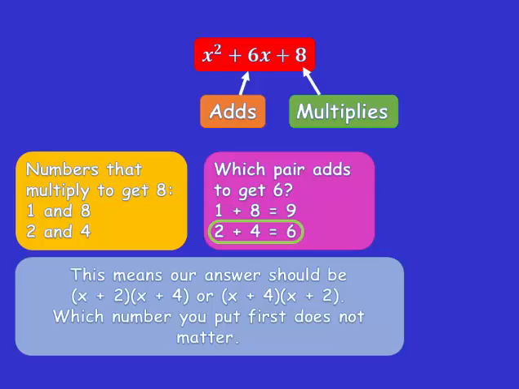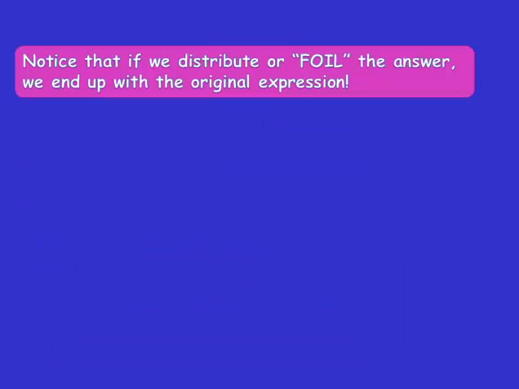This means our answer should be x plus 2 times x plus 4, or x plus 4 times x plus 2. Which number you put first does not matter. Notice that if we distribute or FOIL the answer, we end up with the original expression.